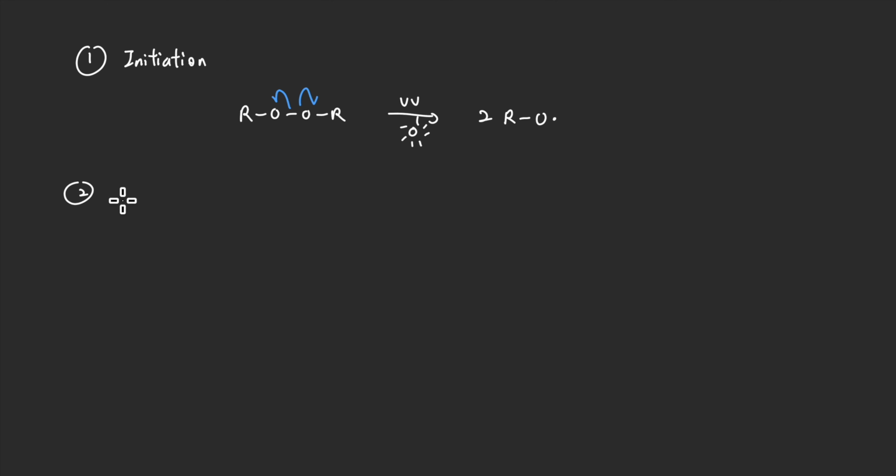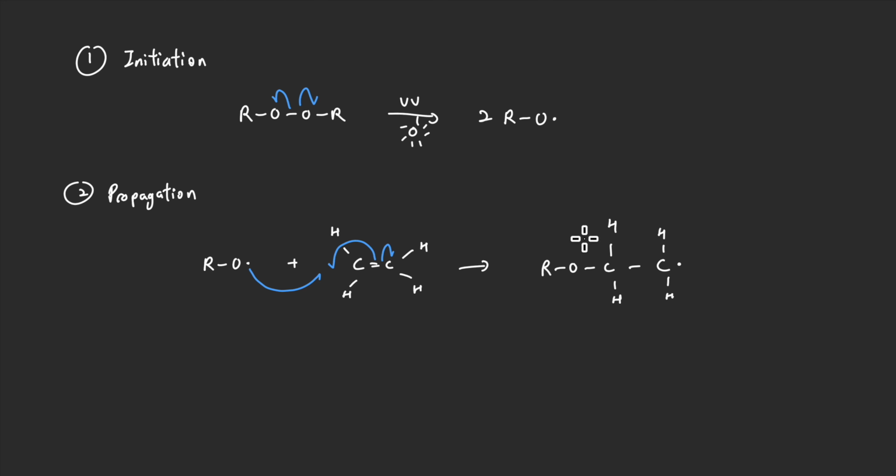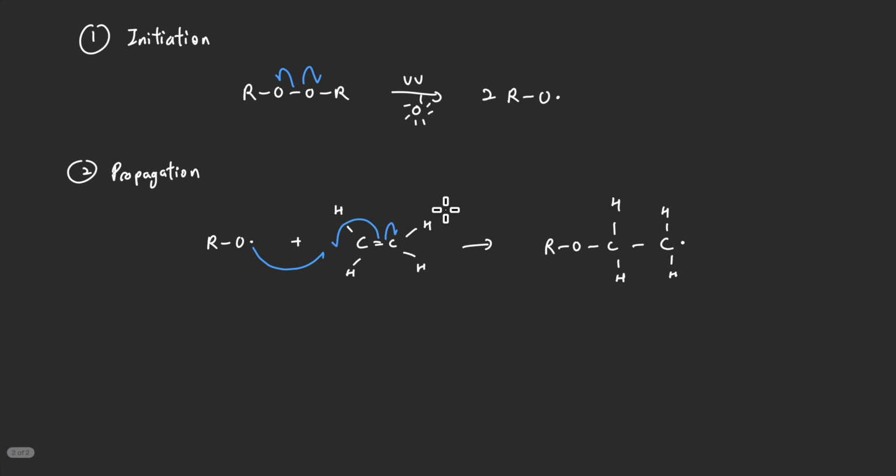The second step would be propagation. In this process, the radicals will react with the alkenes. So the pi bond is going to break. It's a weak bond, so it will break and react with these electrons to form a new bond. Remember that one bond consists of 2 electrons, so the other electron will go to the other carbon to form a new radical. So this radical can react again with the monomers. That's how the propagation goes on, and it does not end unless the monomers are used up.